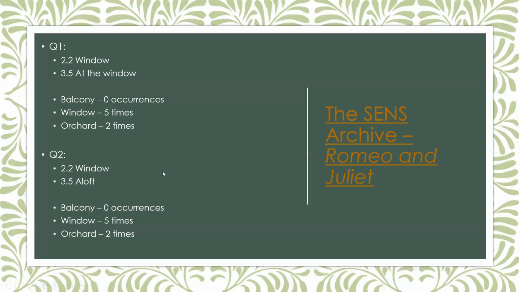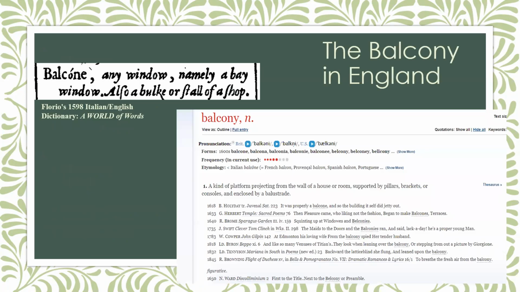So what happens, for instance, to the window in the sources, and why don't we have a balcony? Well, the first is a cultural reason. The balcony didn't exist in England at the time. As we can see here, this is Florio's Italian-English dictionary, A World of Words. We know there are suppositions about Shakespeare meeting Florio. It is possible that they met, that they were active at the same court, and so it is possible that Shakespeare had seen Florio's dictionary.